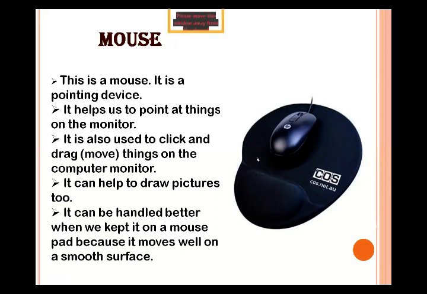It is moved with the help of the mouse. When we move the mouse, the pointer moves on the screen. So that's why it is called a pointing device, and we point at things by using the mouse. It helps us to point at things on the monitor, as I am doing now. As I am pointing at things on the monitor, this work is done by the mouse, and that's why it is called a pointing device.